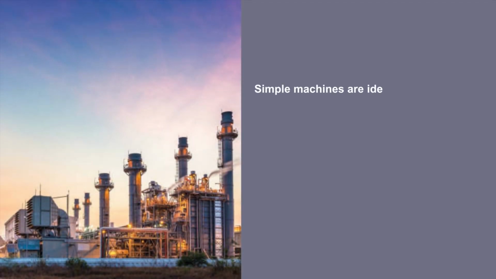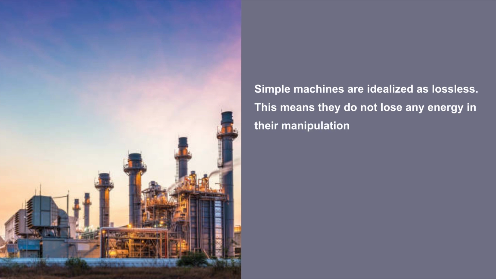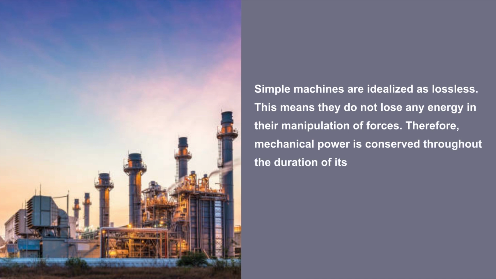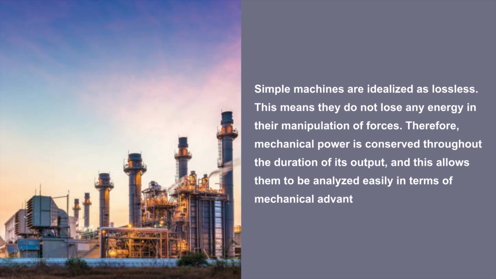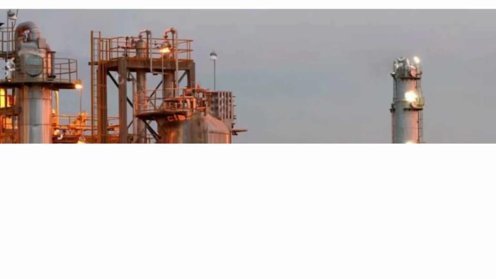If mechanical power is from a heat engine like a power plant, it is limited by the second law of thermodynamics, and the maximum amount of mechanical power is given by the Carnot efficiency. Mechanical power of a wind turbine is also limited, although in a totally different aspect, by the Betz limit. Simple machines are idealized or lossless. This means they do not lose any energy in their manipulation of forces. Therefore, mechanical power is conserved throughout the duration of its output, and this allows them to be analyzed easily in terms of mechanical advantage.